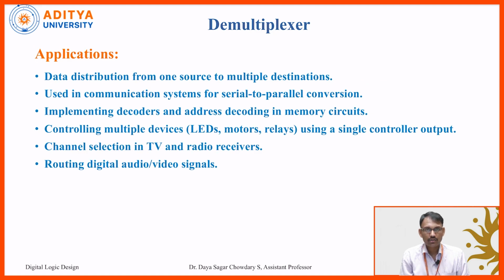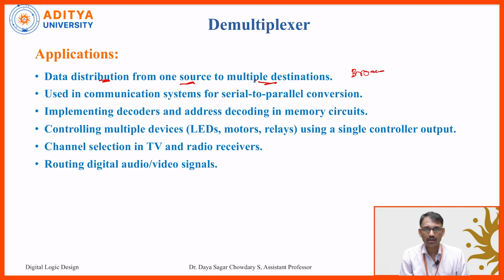And coming to the application part, wherever we require data distribution, we use demultiplexers. That is distribution from one source to multiple destinations. We can take broadcasting as an example. Broadcasting means TV channels. There is only one TV channel, but the receivers are all the TVs in our homes. That is the demultiplexer concept.